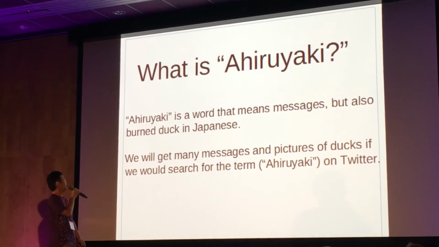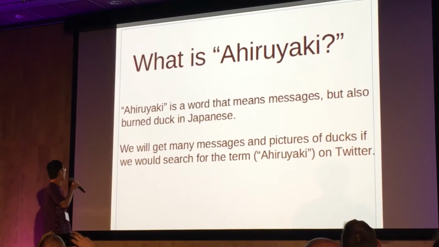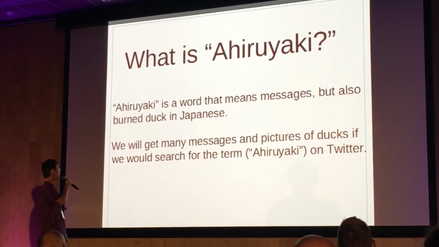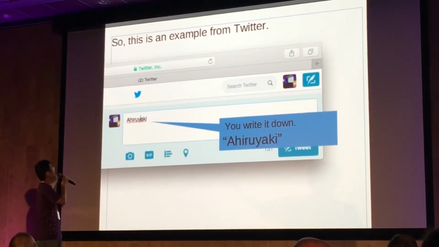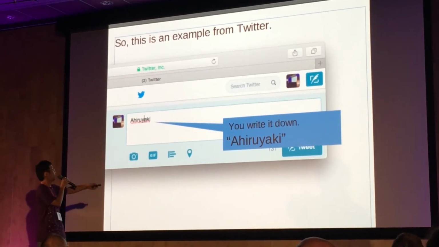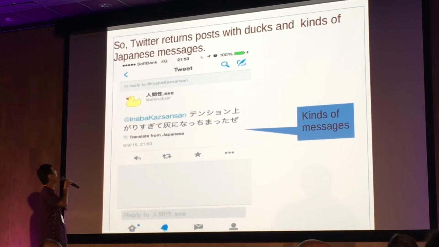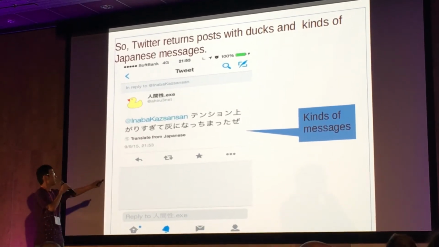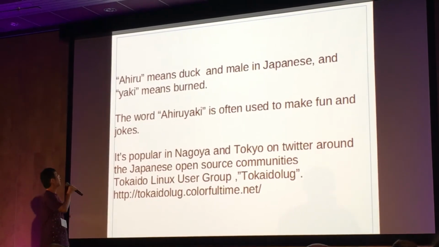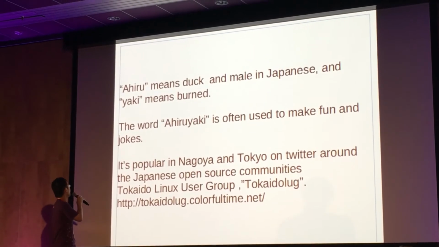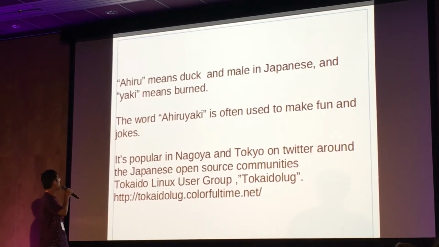What is a hierarchy? Hierarchy is about many messages, but also about that in Japanese. We get many messages and pictures if you search for the term hierarchy on Twitter. This is an example from Twitter: you write down hierarchy on Twitter, and Twitter returns posts with kinds of Japanese messages like this. Ahiru means dirt and Mary in Japanese, and yaki means burn. The word is only used to make fun and jokes.